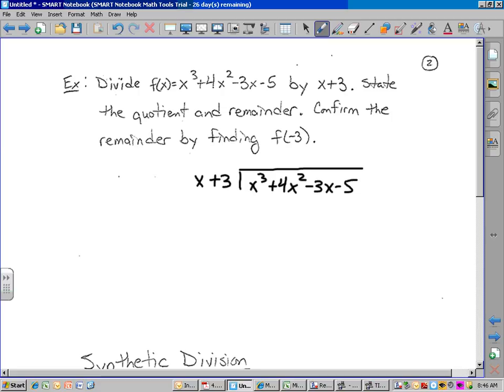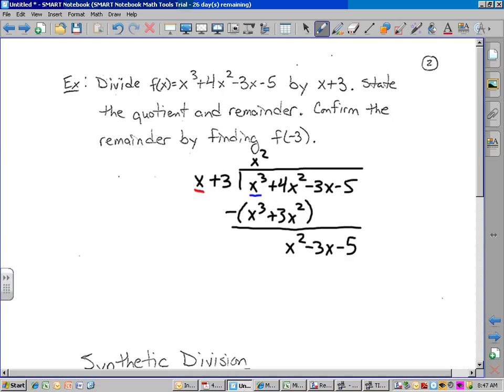So again, what we're looking at is what do we multiply x by to get x cubed? That is x squared. We take x squared times everything out front, so we get x cubed plus 3x squared. And then we subtract. X cubed minus x cubed is gone. 4 minus 3 is 1, x squared. Bring down the minus 3x minus 5.